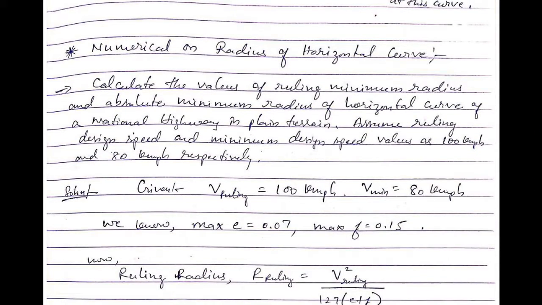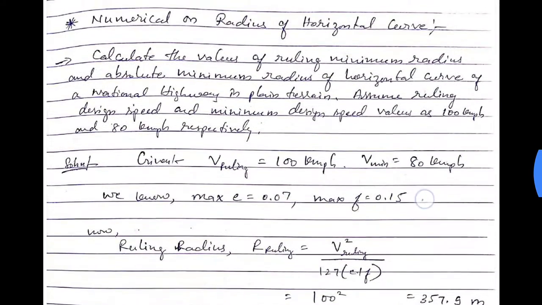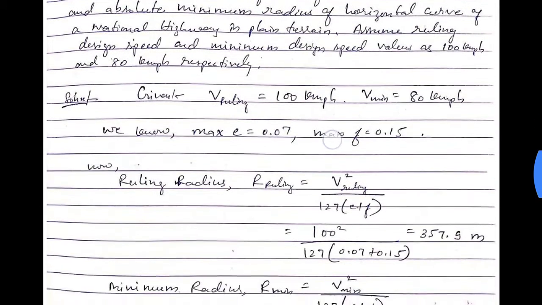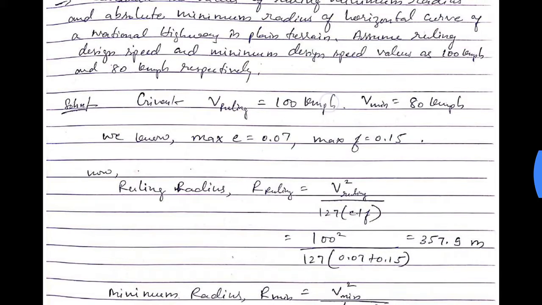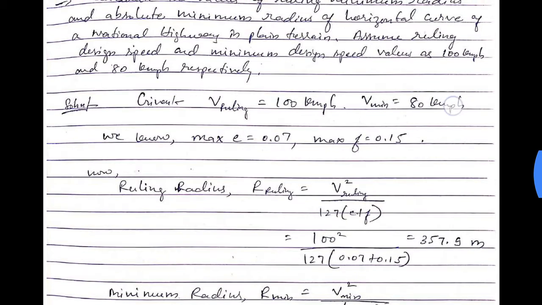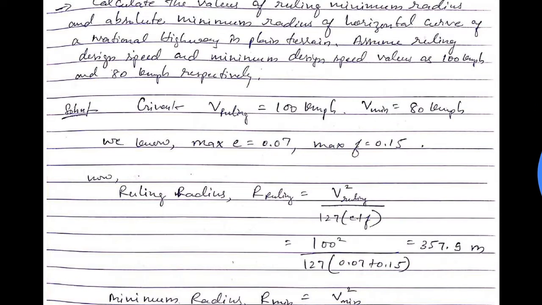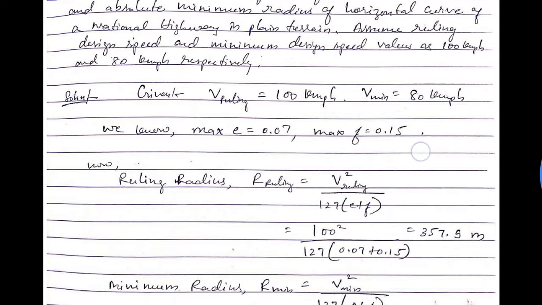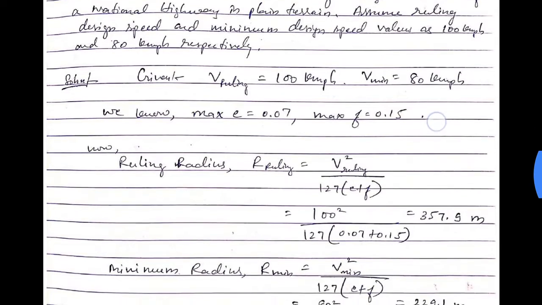So we need to find out the radius of the horizontal curve. Firstly we need to find out the ruling minimum radius and second the absolute minimum radius. We have been given the velocity values: the ruling velocity is 100 kmph and the absolute minimum velocity is 80 kmph. Here we assume that maximum super elevation is achieved. So we design for maximum super elevation and maximum friction. Maximum E is 0.07 and maximum F is 0.15.